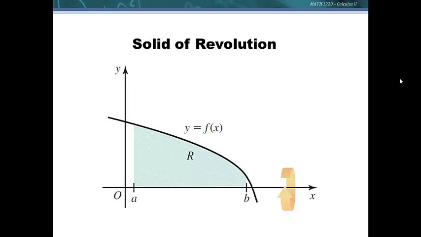First, we're going to start with something fairly simple. y equals f of x is going to be the upper end of our region, and the x-axis is going to be the lower end, and then we're going to look between those lines. So here is our region. We're going to rotate this around the x-axis.